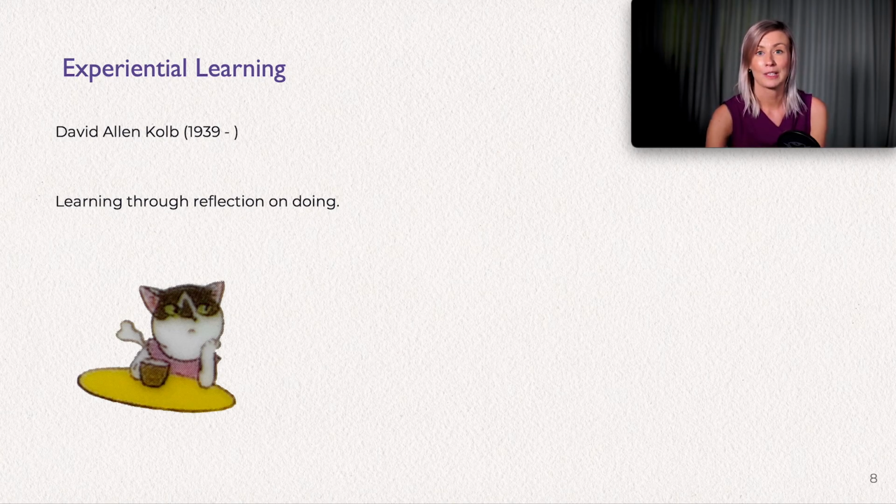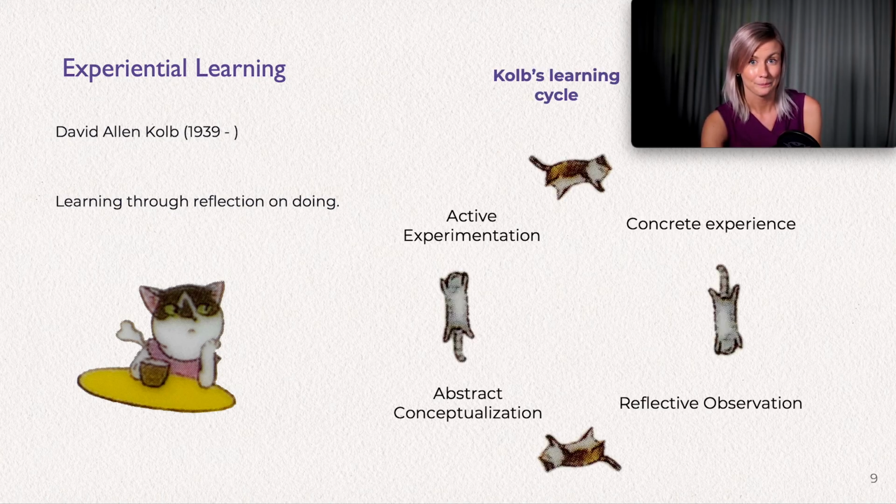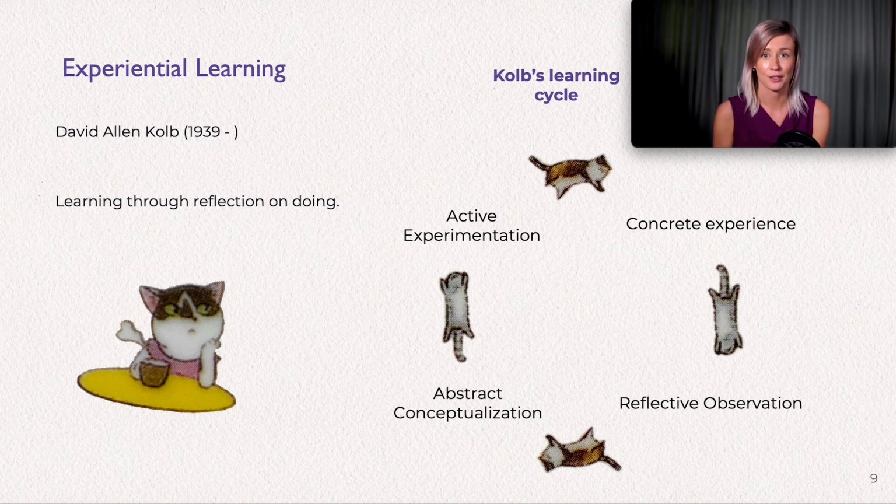And Kolb is mostly known for his learning cycle, where you start out having a concrete experience, then you do a reflective observation where you are reviewing or reflecting on that experience. You then have abstract conceptualization, where you are concluding or learning from the experience on a higher level. And then you have active experimentation, where you are planning or trying out what was learned. And then you are back having a new concrete experience.